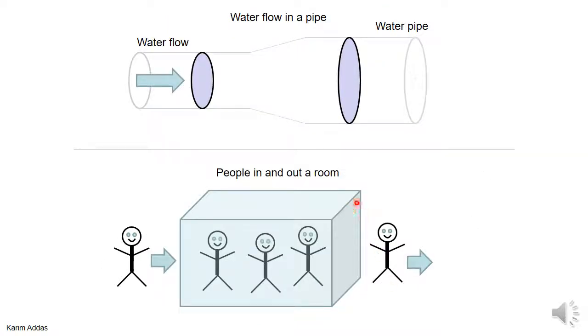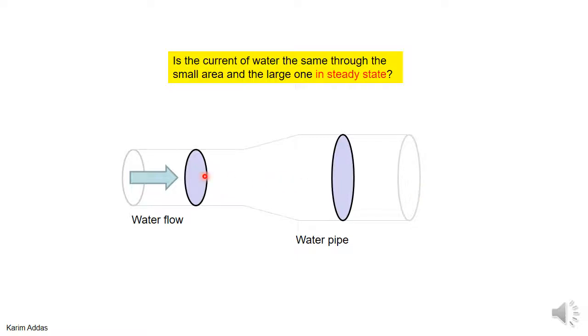And we can give another analogy for the case of steady state, which is the flow of water in a pipe. Imagine you have a pipe here, and the pipe has a small diameter here and it has a large diameter here. And let's see what we can discuss about water. So let's say you have water going through this surface and water coming out of this surface.